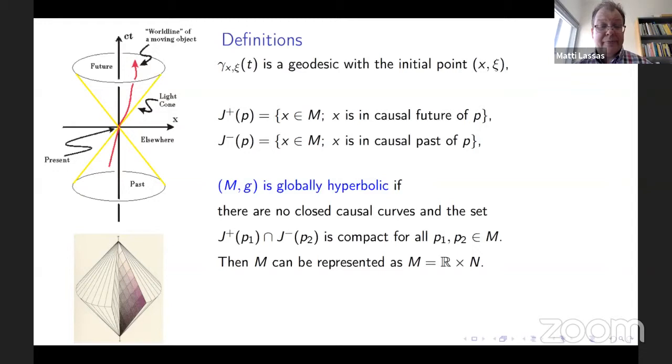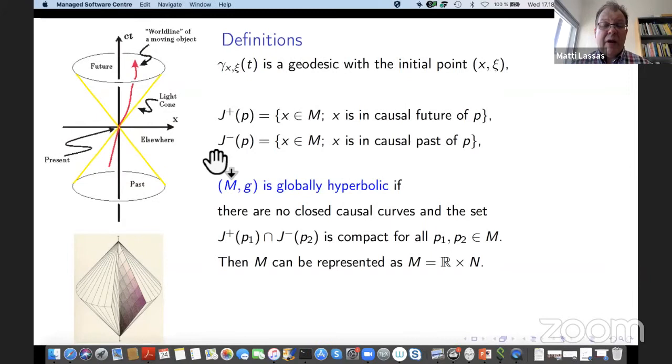Then we need some regularity assumption that is very similar. In Riemannian geometry we say that the manifold is complete, and here that is defined by using the past and the future of a point. If p is the point, which in this picture is the origin, the causal future J plus is all points in space-time that are in the future of p, so points that are inside the light cone. And J minus is the causal past, so those are all points that are inside the past light cone. By using these future and past concepts, we can define the concept of global hyperbolicity. This is almost like saying that the manifold is complete.